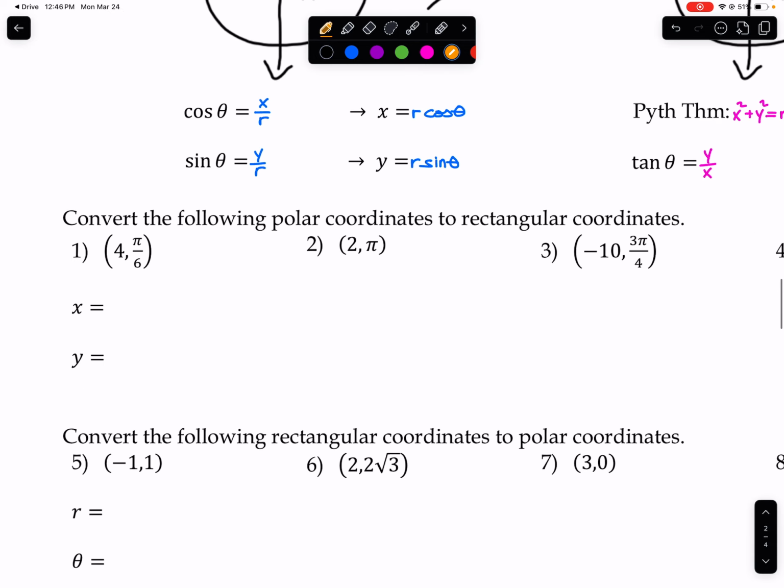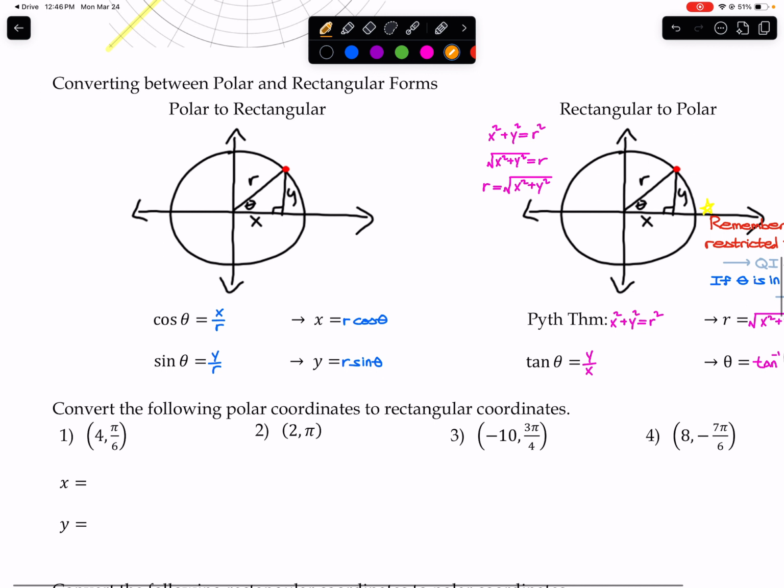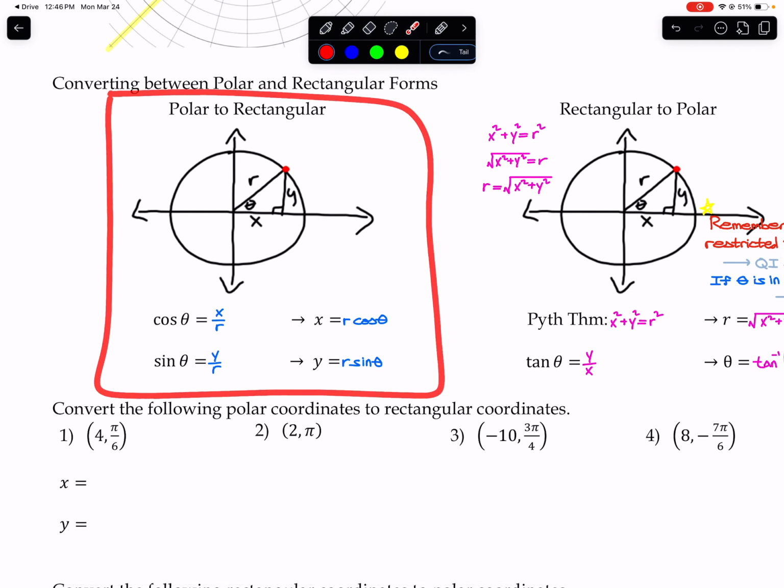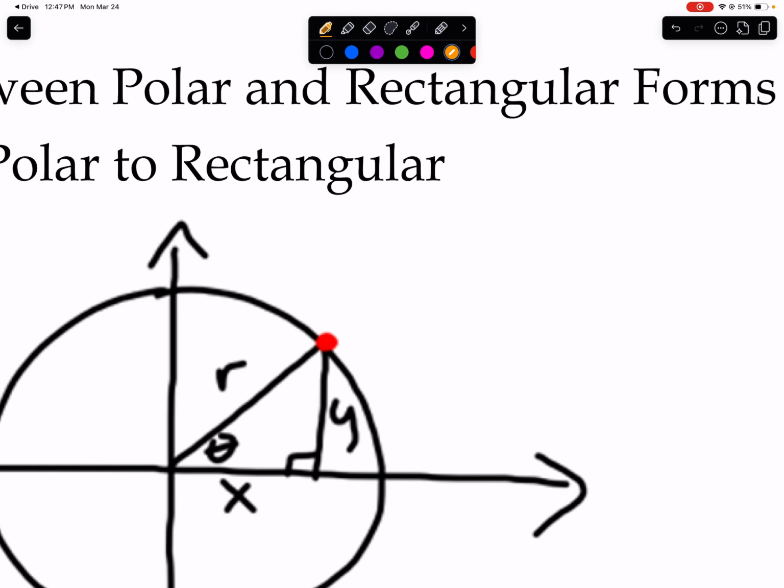Starting off, we're going to convert the following polar coordinates to rectangular coordinates. If I'm going from polar to rectangular, we're going to focus on this left side over here. So polar to rectangular means we're going from r theta to xy.